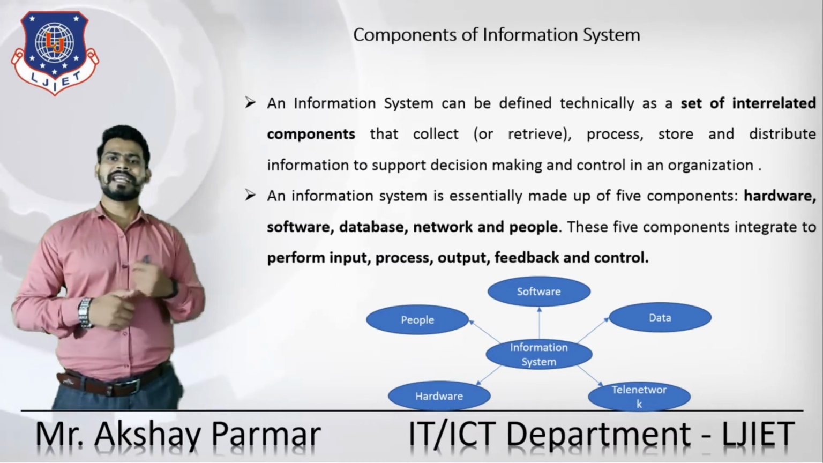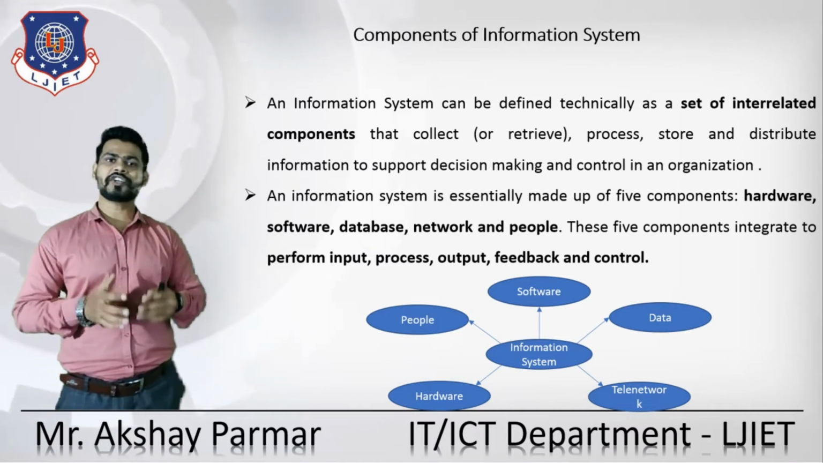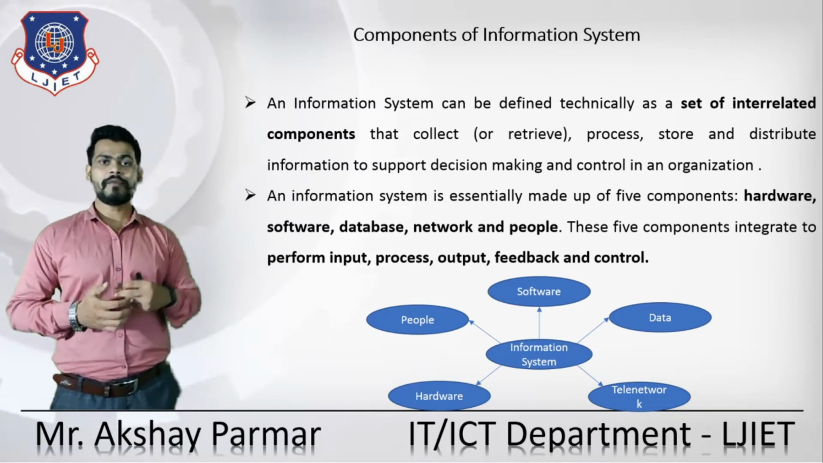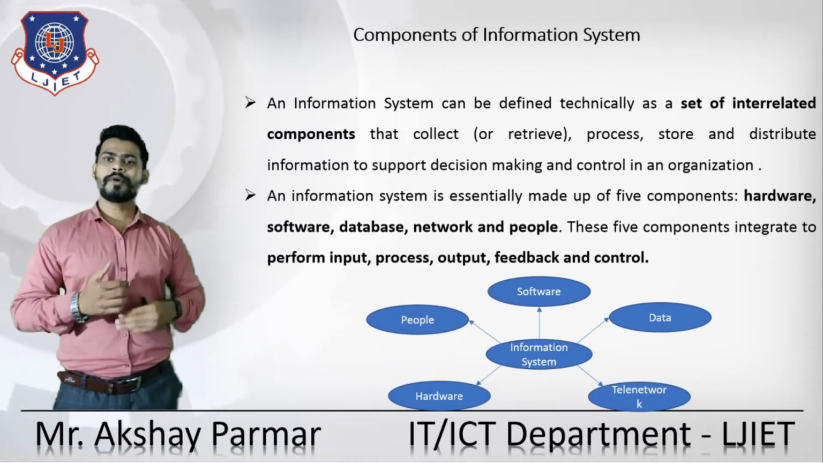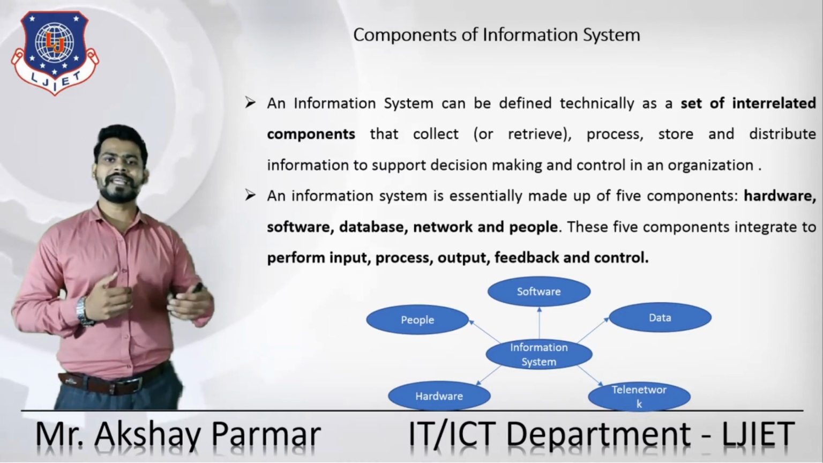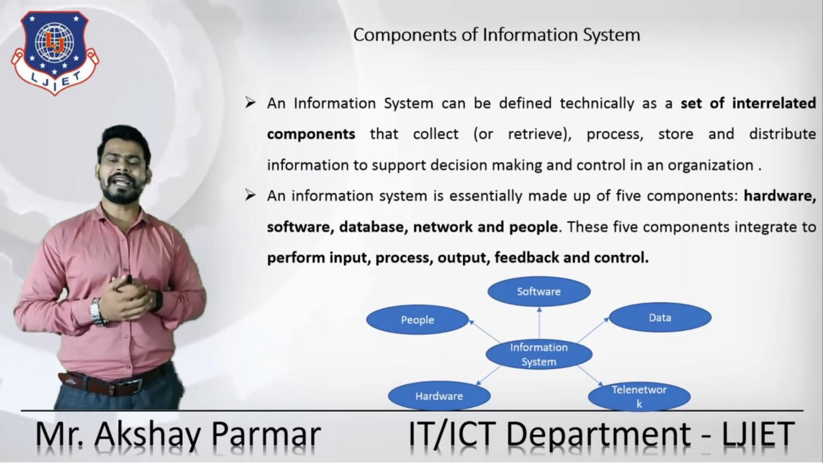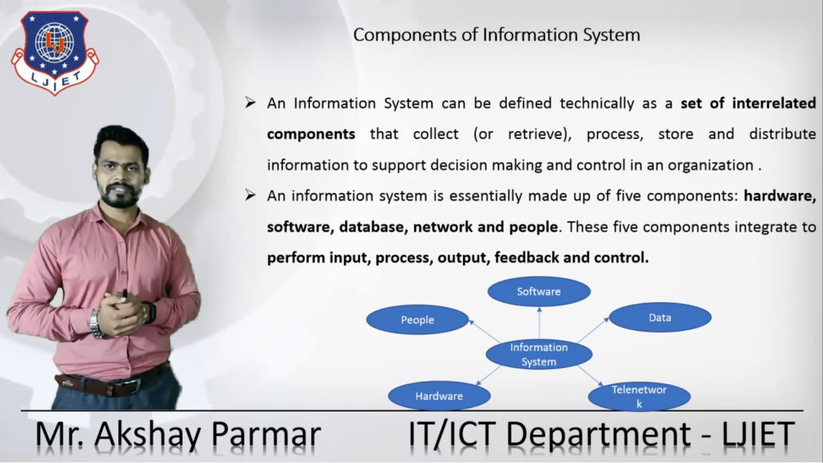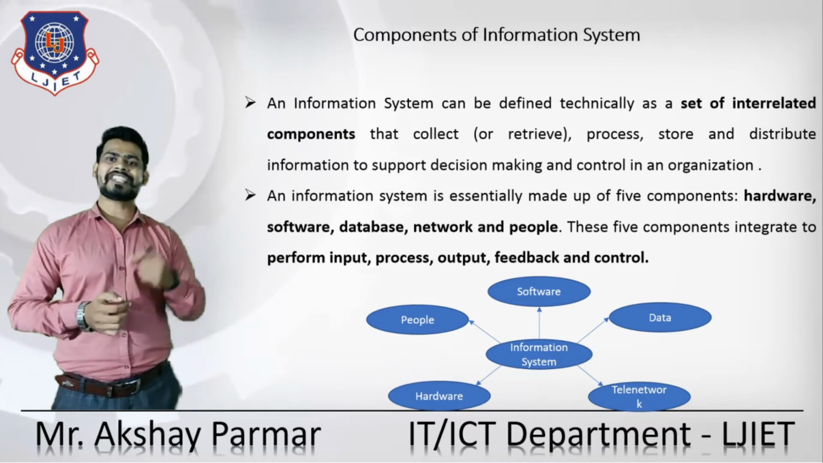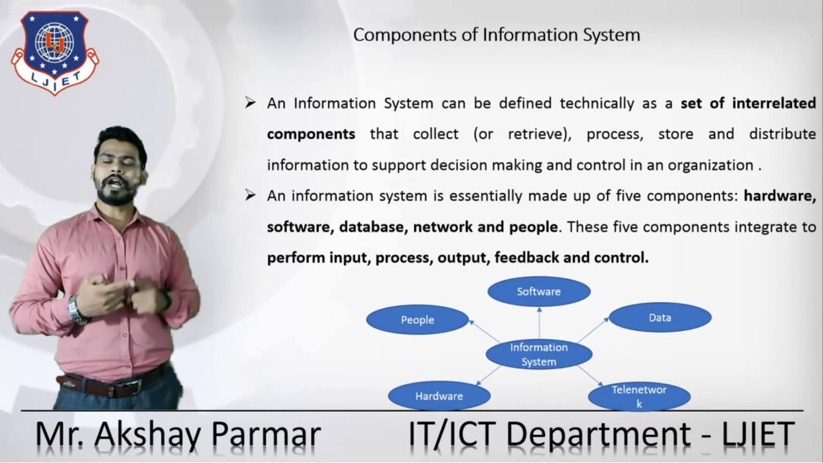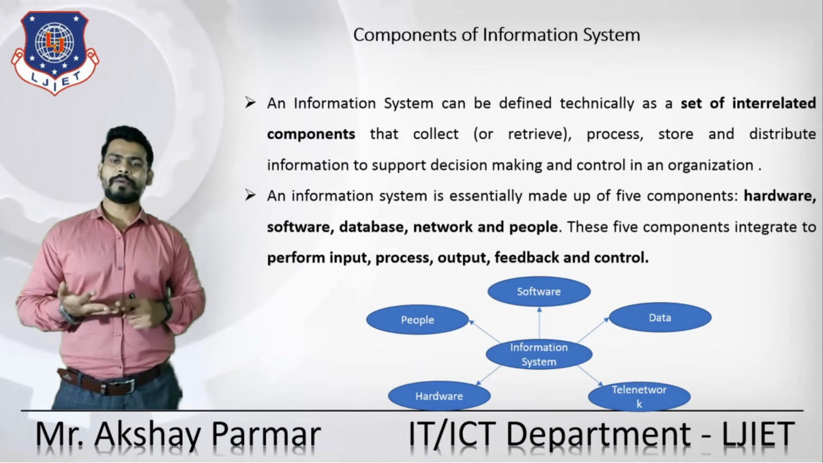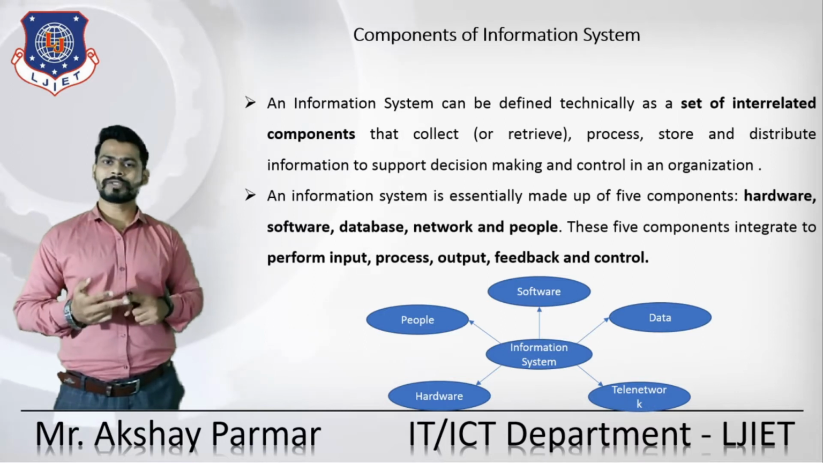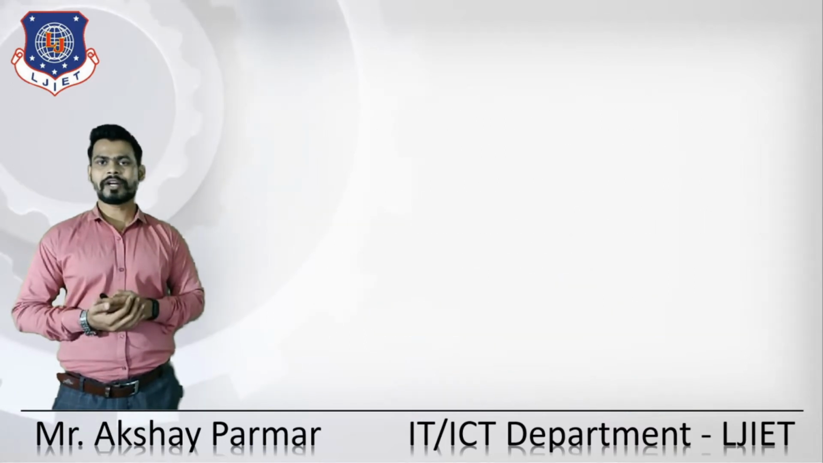An information system can be defined technically as a set of interrelated components that collect, retrieve, process, store and distribute information to support decision making and control in an organization. So the combination of all those interrelated components is called an information system. An information system is essentially made up of 5 components: hardware, software, database, network and people. These 5 components integrate to perform input, process, output, feedback and control.